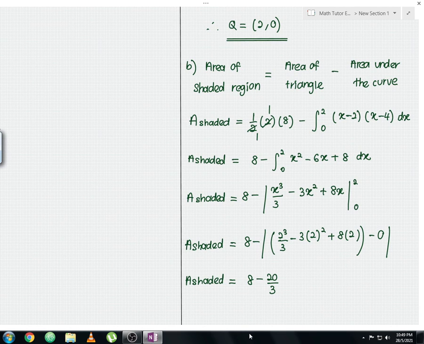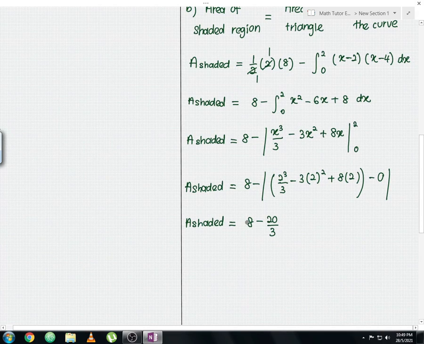Okay guys, so from here we are very close to our final answer. You calculate this, you should get your area of shaded region is equals to 4 over 3 units square. Okay, so this is your final answer. Let me underline the solution for the question part B.